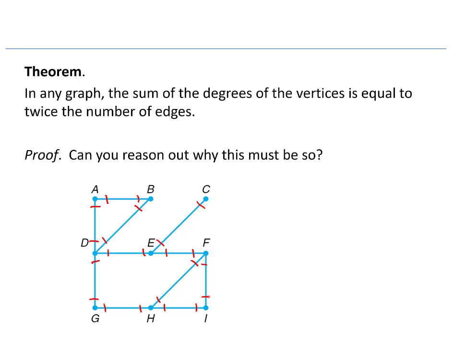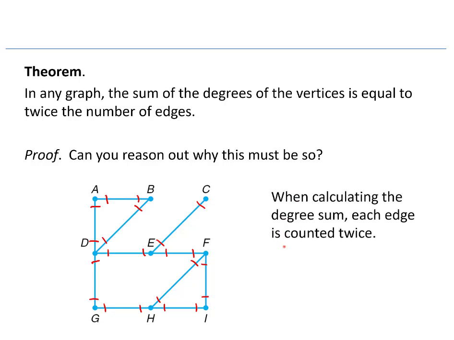And as I was counting, I was marking edges, and how many marks does each edge get? You can see each edge is marked twice, right? Because when calculating the degree sum, I count each edge twice. Every edge has at its ends 2 different vertices. So you can see why this theorem has to be true.